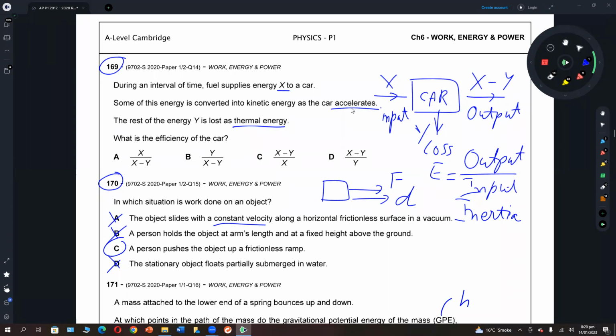Aur aap log mujhe batao ki aap kaun sa option suit karega. Saleem says A. Other people, please. It's output upon input. Saleem, aap bhi dobara dekho. Output upon input. Faizan is always giving an option C. And we have another C. So right, this is right. Dekho, this is the output. This is the input. Output upon input. So C is the answer. Good.